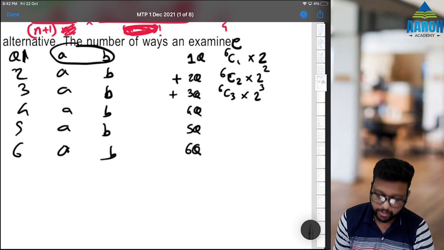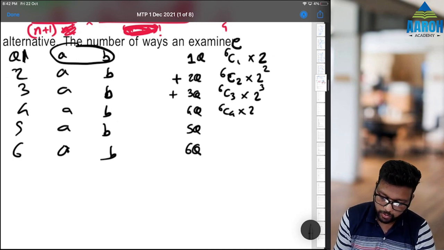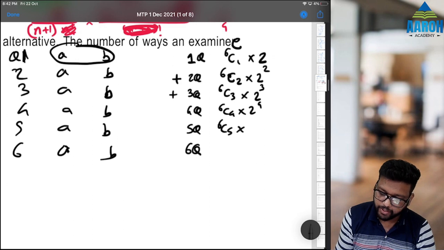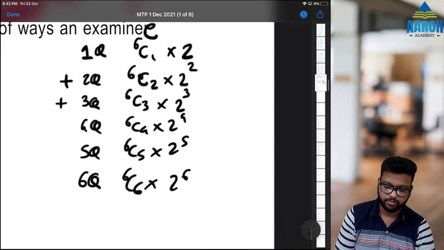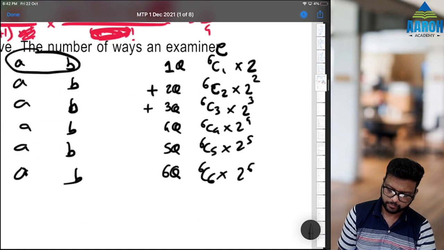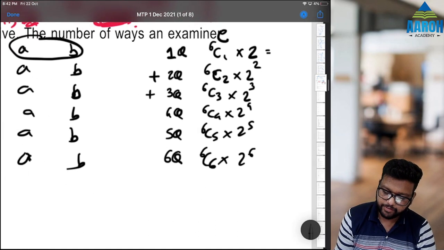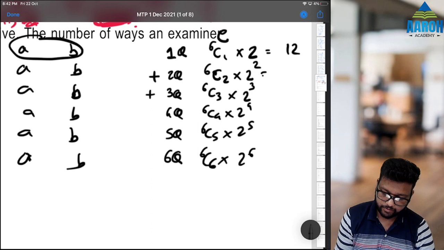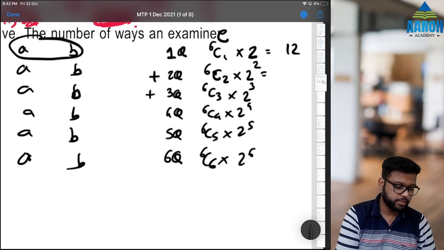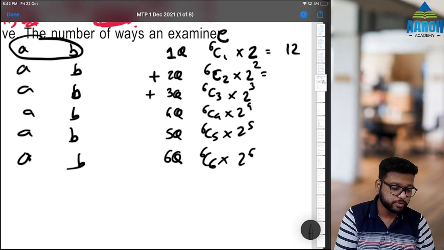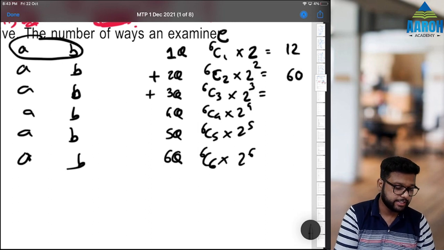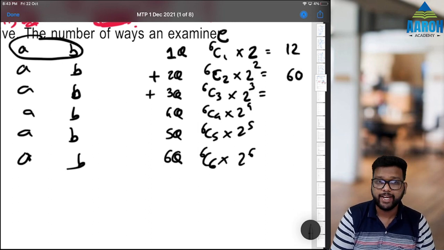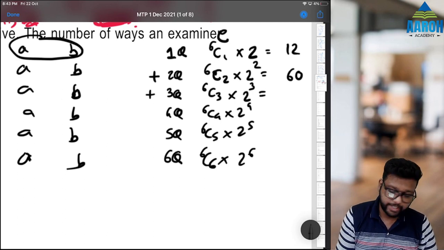You can see the pattern: 6C4 into 2 raised to 4, 6C5 into 2 raised to 5, 6C6 into 2 raised to 6. Let's solve this. Fine. 6C1 is 6, 6 into 2, 12. 6C2, 6 into 5 by 2, 15. 15 into 2 square is 4, 60. 6C3, 6 into 5 into 4 by 6, 20. 20 into 2 cube is 8, so 160.